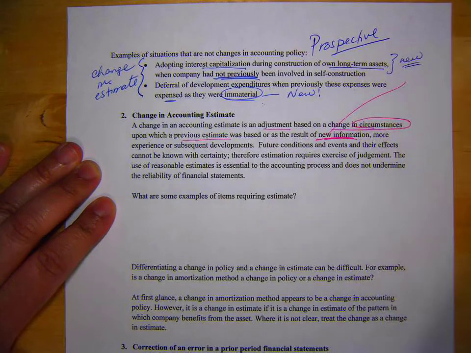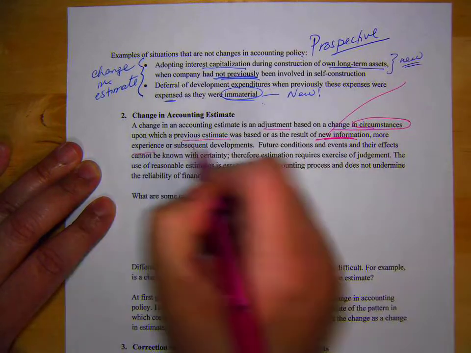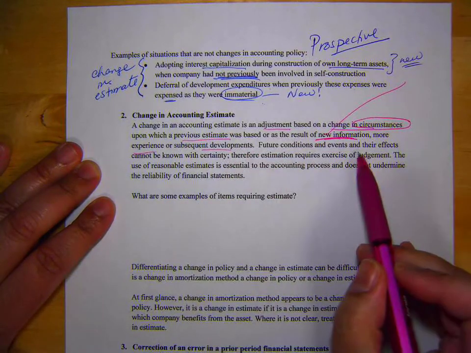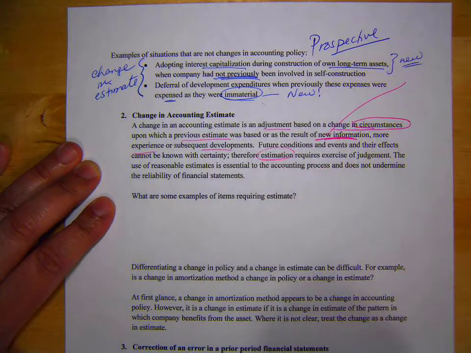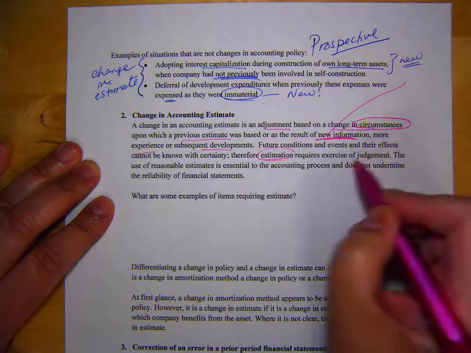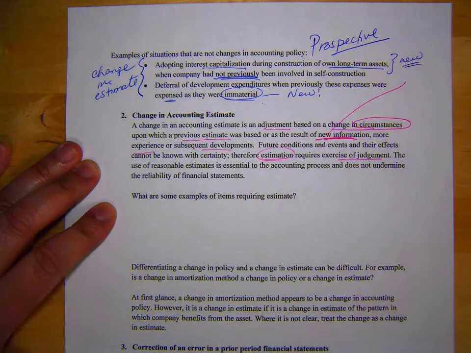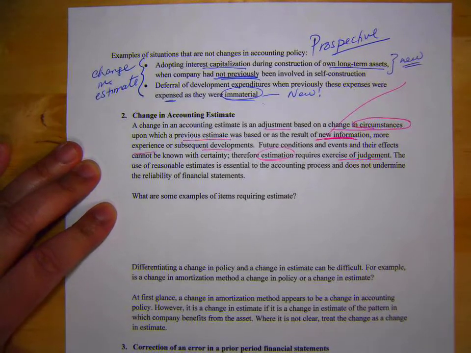Whenever we estimate something, of course, think of the estimates that go into depreciation, right? The residual value, the estimated life, exercise of judgment. You could estimate a building or a piece of machinery is going to last you for 200,000 units. Well, it turns out it's going to last you for 400,000, better than you thought. You're going to change your estimate.